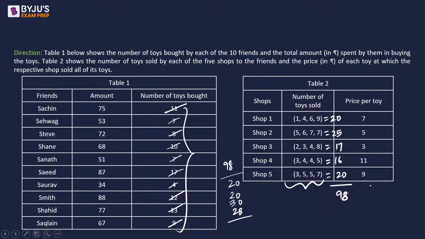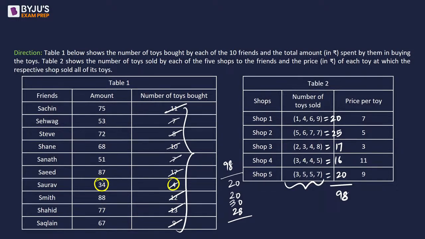Right? The next thing to understand is, how will we be able to get 75 rupees, using what combination, and similarly 53 rupees using which combination, right? So either we will start with the lowest or we will start with the highest. Okay. So the lowest amount that has been spent is by Saurav, right? So he bought 4 toys, and using those 4 toys, he spent 34 rupees, right?